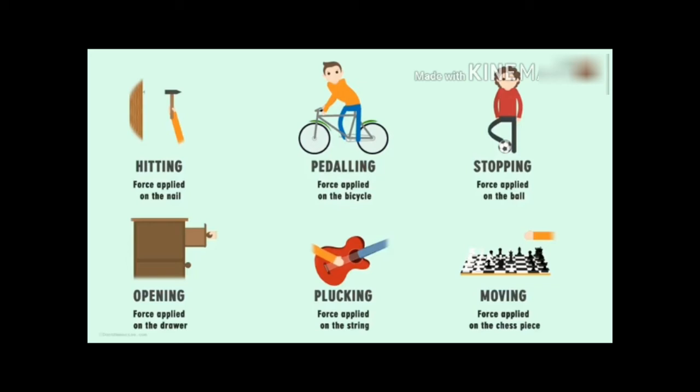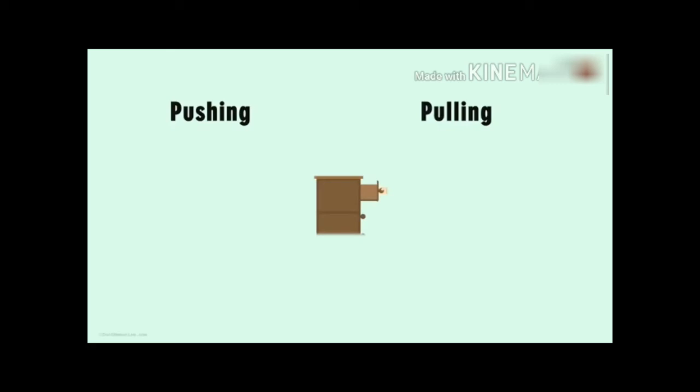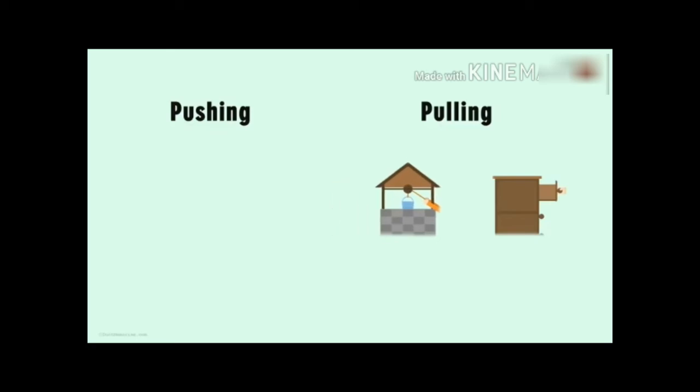So, we can categorize all these actions into two basic ones: pushing and pulling. For example, when we are opening the drawer, we are simply pulling the knob of the drawer to open it. Similarly, when we are drawing or lifting a bucket of water from the well, we are pulling the bucket towards us. What are the actions that can be described under pushing? Actions such as passing the ball, hitting the hammer, etc. can be thought of as pushing an object.